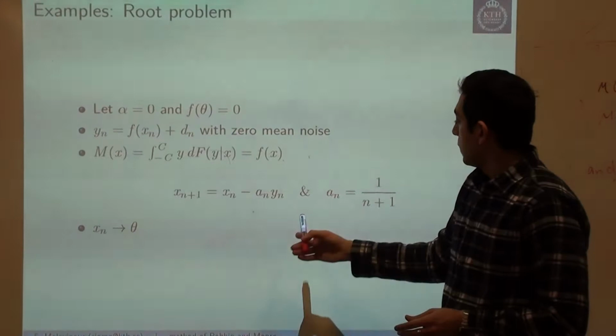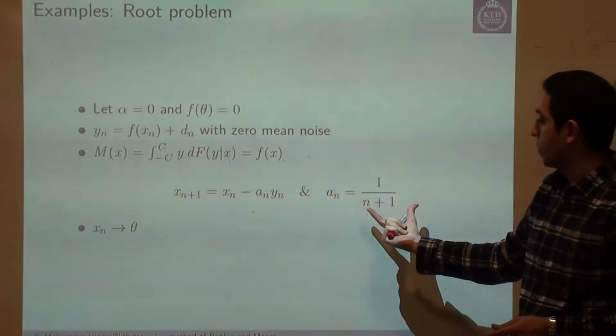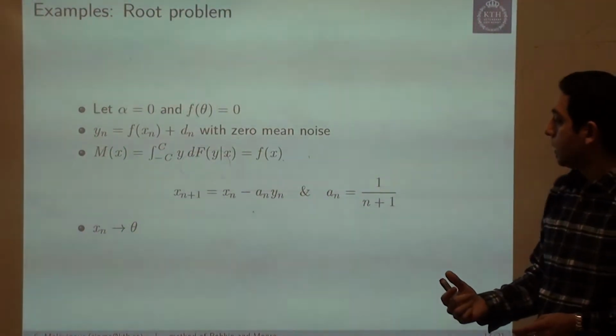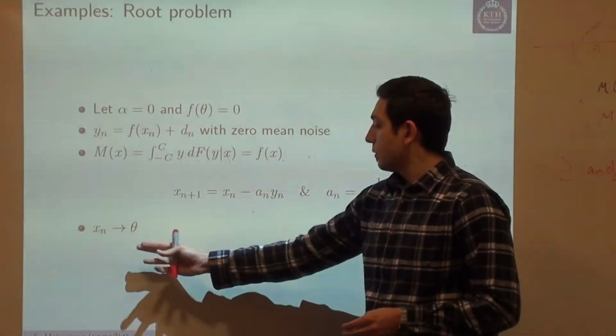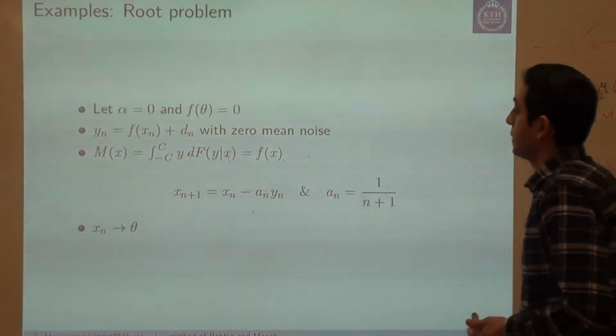So again, if we use a 1 over n type sequence, in the literature they use 1 over n plus 1, then we can be sure that this xn with this algorithm is converging to theta.